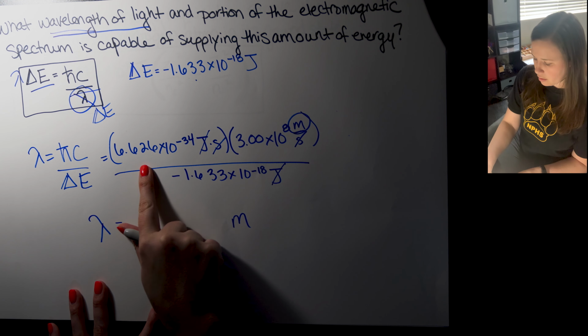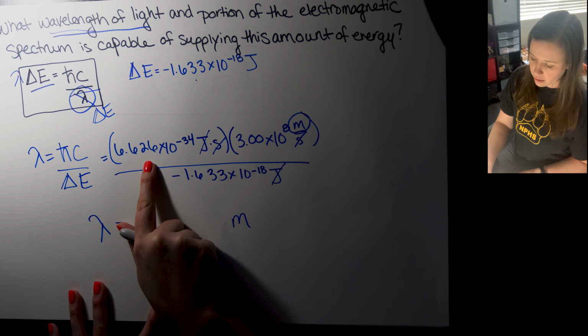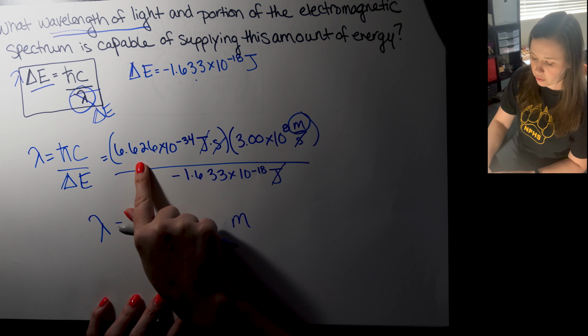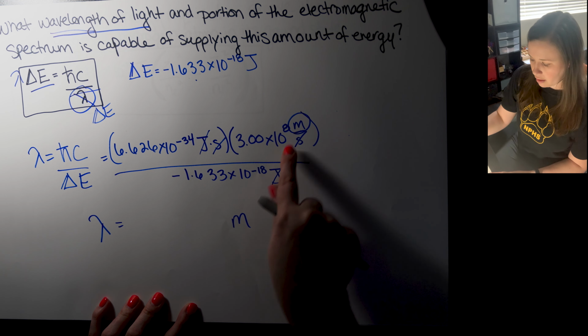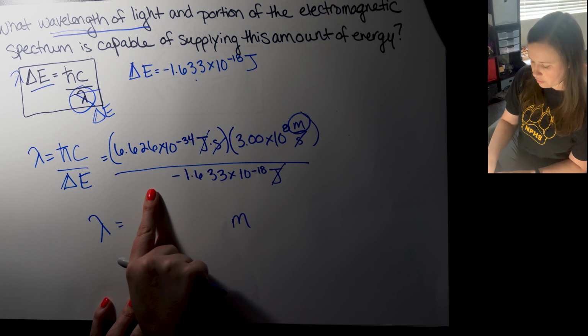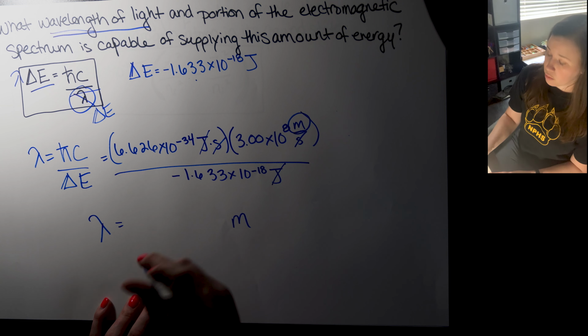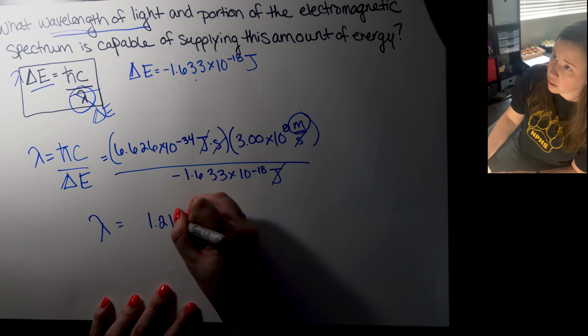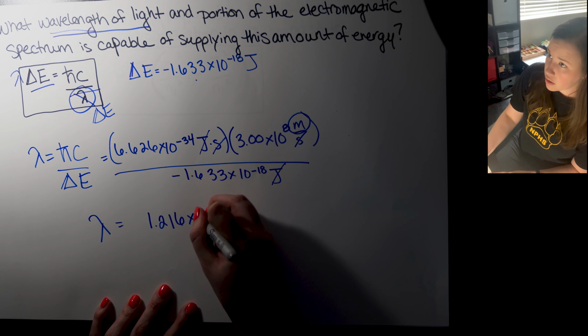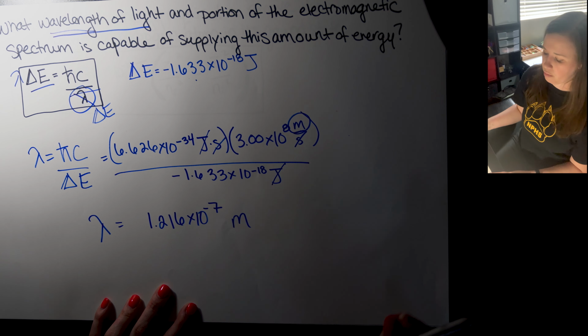So if we plug this all into the calculator, and yes, it is a lot to plug into the calculator, be very careful with your order of operations. You're going to take Planck's constant times the speed of light, and I would hit enter there, and then divide that by our energy. And so we get a wavelength of 1.216 times 10 to the negative 7th meters.